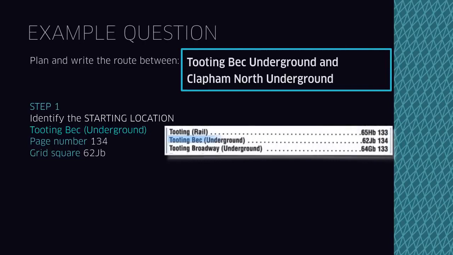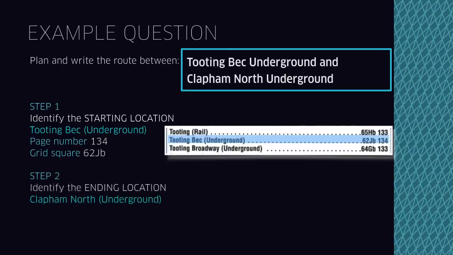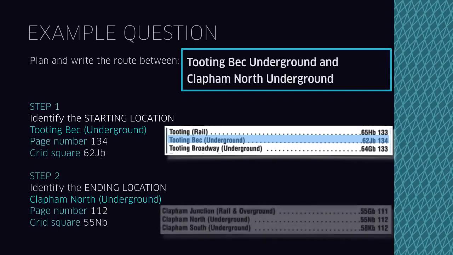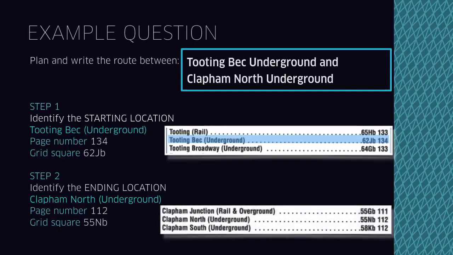Once we have these details, write down the page number and the grid square reference. Page 134 and 62JB. Step 2. Identify the end location of Clapham North Underground. Once again, this will be in the train station section of the index. Once we have Clapham North Underground, write down the page number and the grid square reference. Page 112 and grid square 55NB.